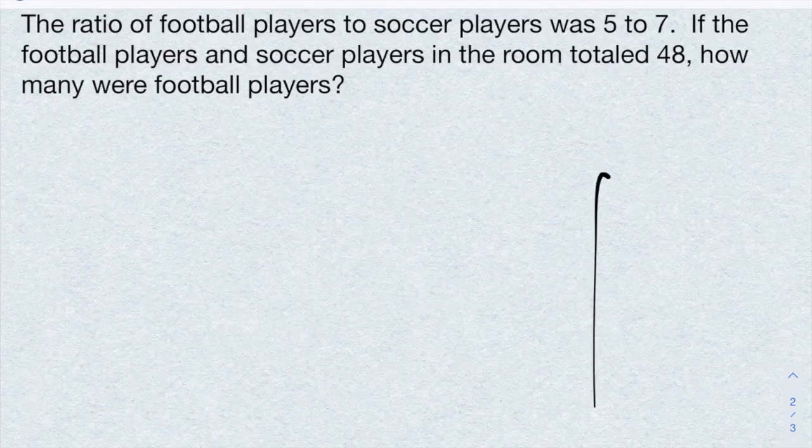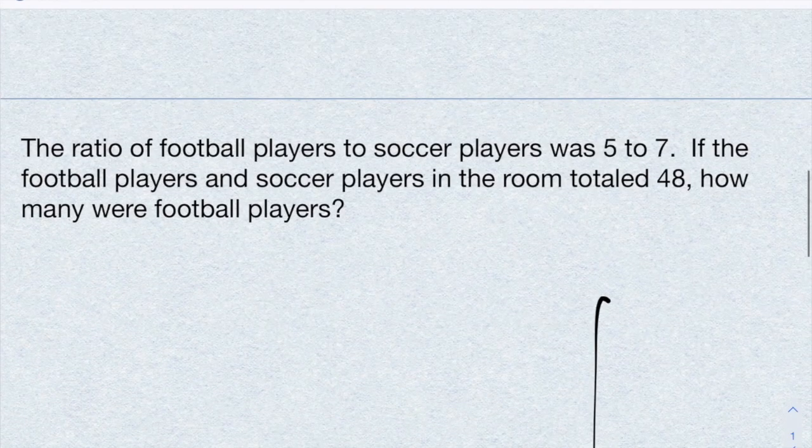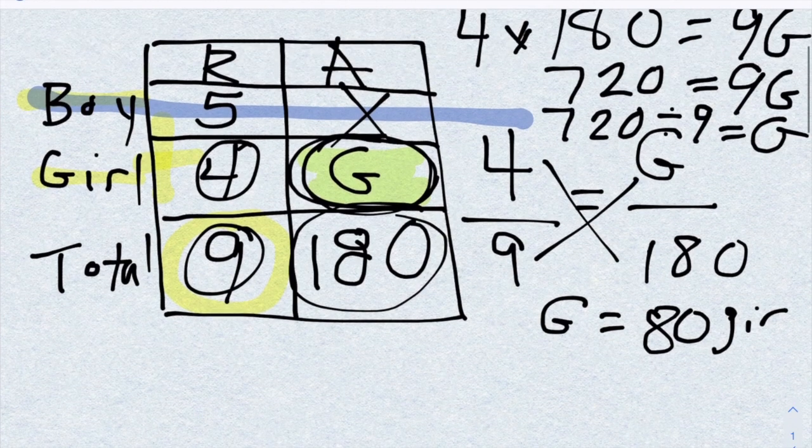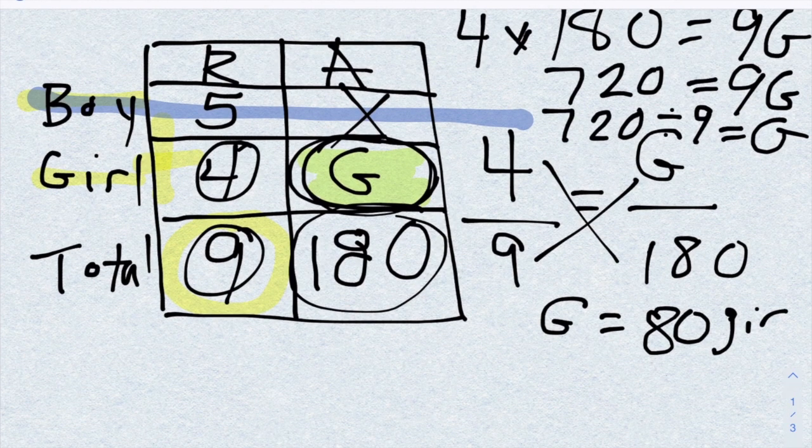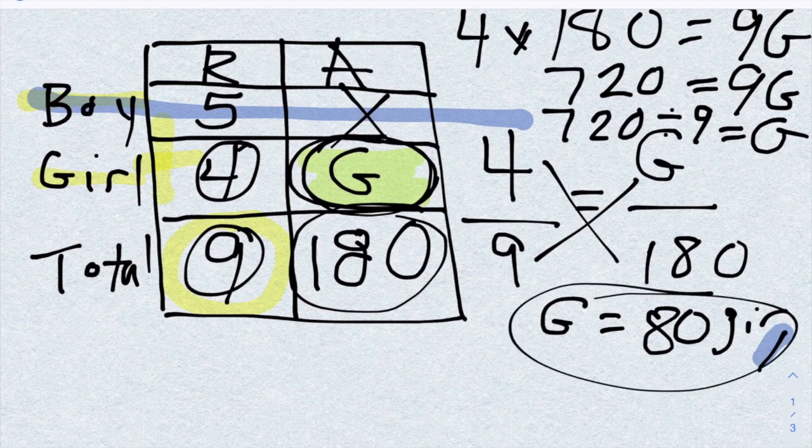It should say girls, G-I-R-L-S. Okay, so I want to make sure I circle my answer. That's how I find out a ratio using a total.